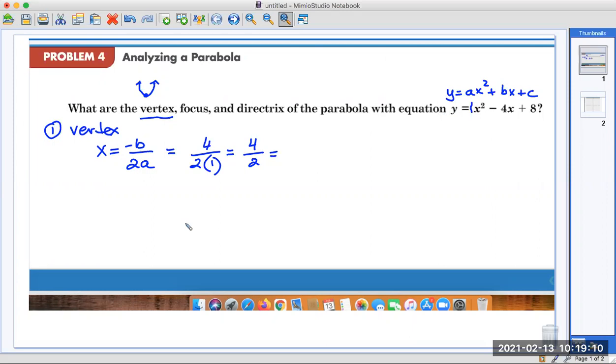4 divided by 2 is 2. So this is the x coordinate of the vertex. To find the y coordinate, you need to substitute back into the equation. y is equal to x squared, quantity 2 squared, minus 4 times 2, plus 8. 2 squared is 4. 4 times 2 is 8, plus 8.